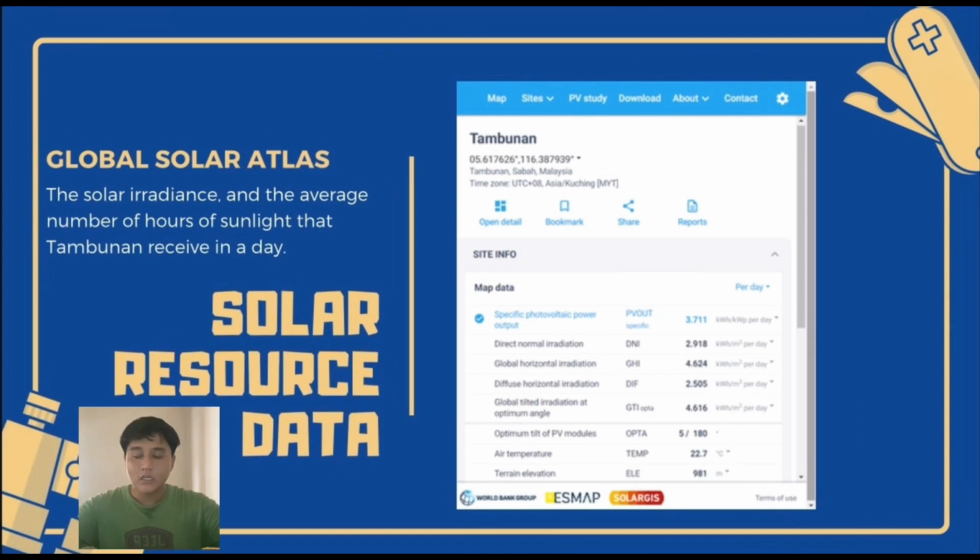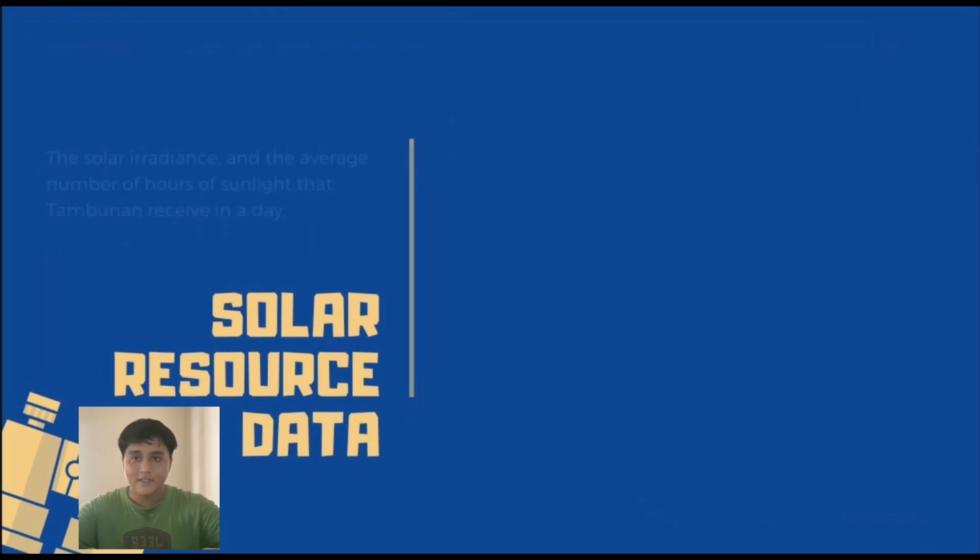When designing the small-scale electrical power system for the village, one of the first steps we took was to use the Global Solar Atlas to determine the amount of solar irradiance and hours of sunlight that the village receives. We found that Tamunan receives an average of 5.5 hours of sunlight per day, and the solar irradiance is around 5.5 kilowatt hour per meter square per day. This information helped us to design an efficient and reliable solar power system, which will provide a sustainable source of electricity for the common hall in the village.